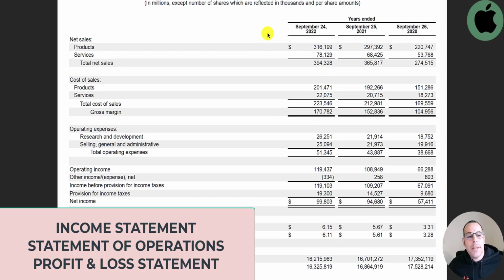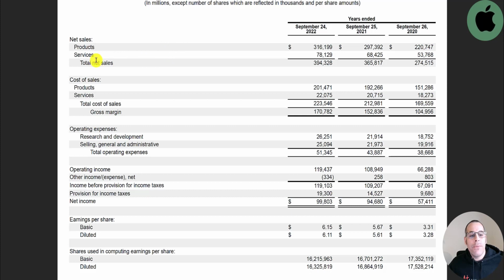Some companies call it different names, but I know it's the income statement because it starts with revenue, then there's cost of revenue and net income. These are all items on the income statement. Apple provides the 12 months ending September 2020, September 2021, and September 2022.